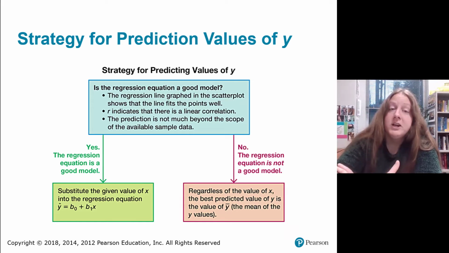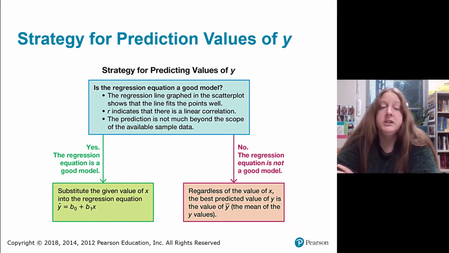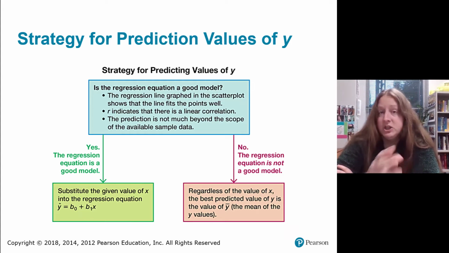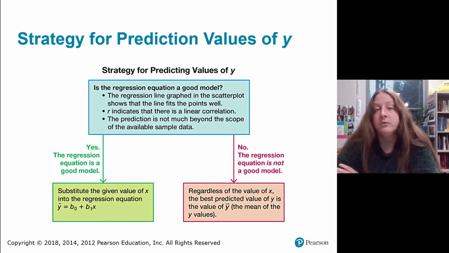If, however, the regression line looks pretty good on your graph, the R value says there's a linear correlation there, and the prediction is pretty much in the scope of the available data, then you're in this yes category. And if all three of those things are true, you're in the yes category, you can use your regression equation to make a prediction of a y value.